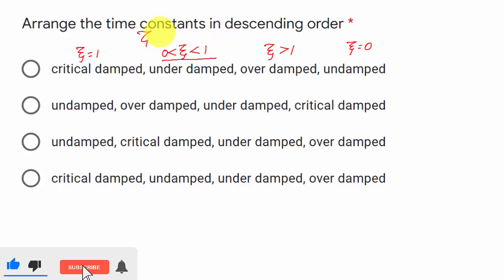Now if I am arranging the time constants in descending order, what do you mean by time constant? It is the inverse of the pole location. Now in the case of an undamped system, your system will be continuously oscillatory, nothing but you will not be getting steady state error as 0. So for the undamped system behavior, the time constant is more. Next one will be the overdamped system. In the case of an overdamped system, you will be getting a sluggish or slow response.